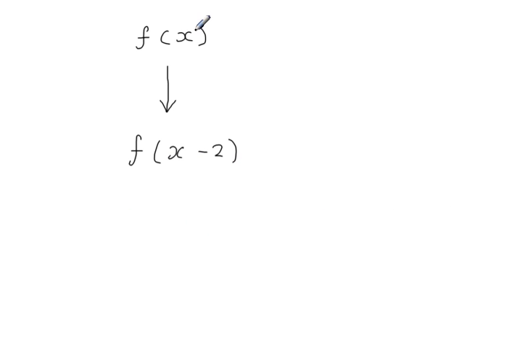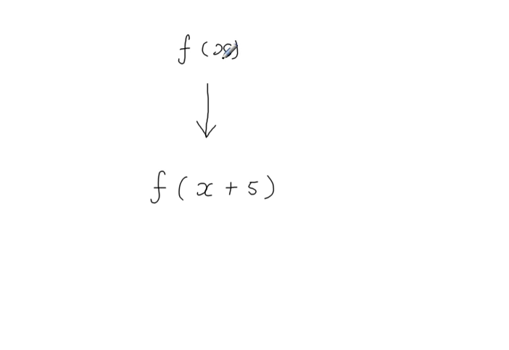Okay, so if f of x becomes f of x minus 2, what transformation has been applied? And we can clearly see that x has been replaced with x minus 2, which means it's a translation in the positive x direction by 2 units. And in this here, x has been replaced with x plus 5. So this is a translation in the negative x direction by 5 units.